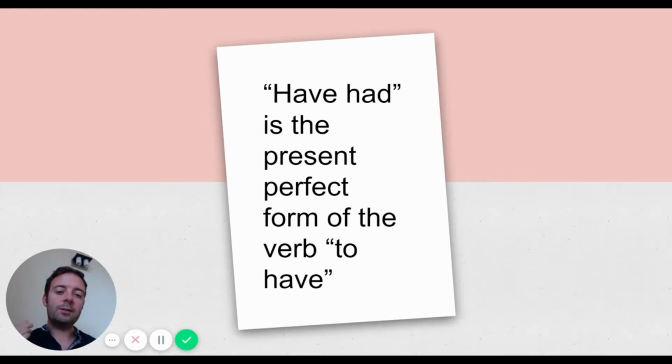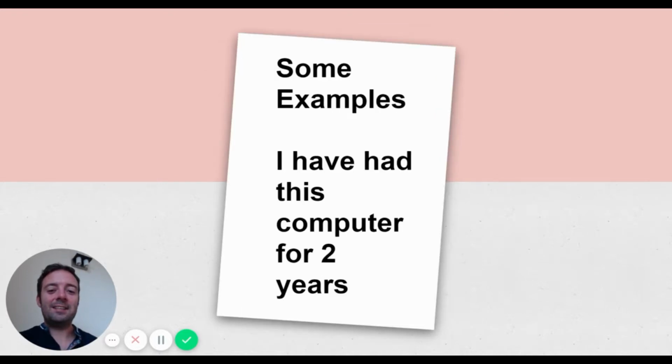So when we use the present perfect, we use have. I have seen something. But here we need to use the verb to have, and the past participle is had. So I have had. Okay, some examples. I have had this computer for 2 years.